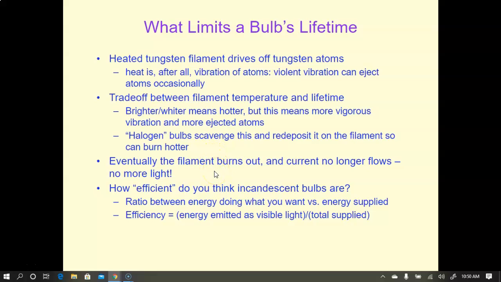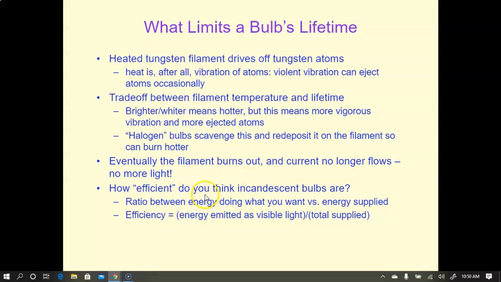Eventually the filament does burn out. No matter what type of bulb it is, it's going to last for a finite time anyway. Once that happens, that means that there's a break there. The current can no longer flow, and therefore we no longer have light.